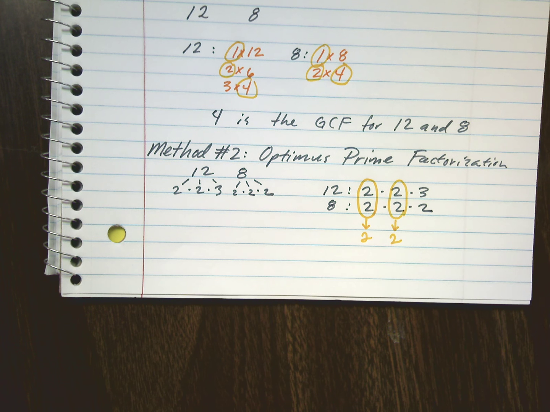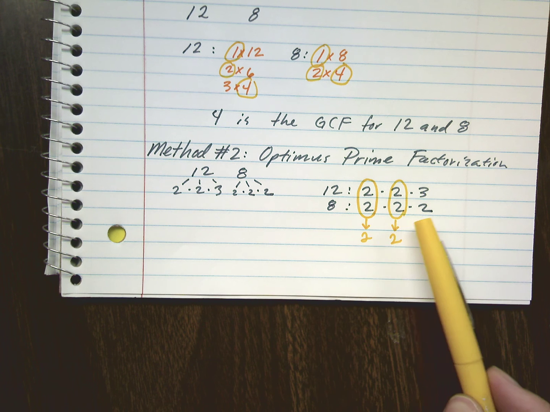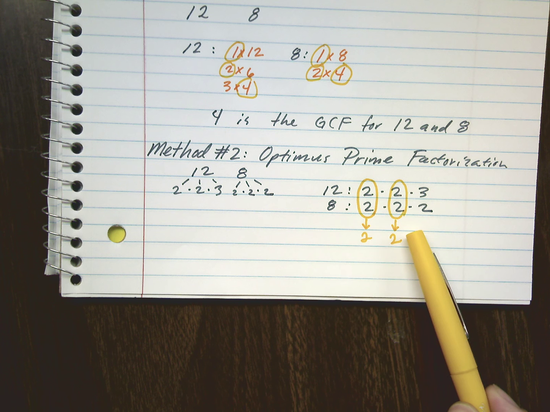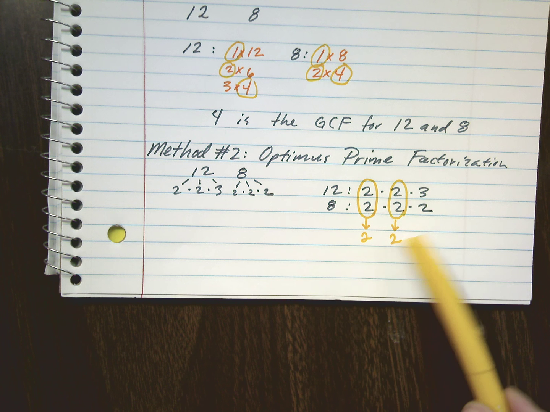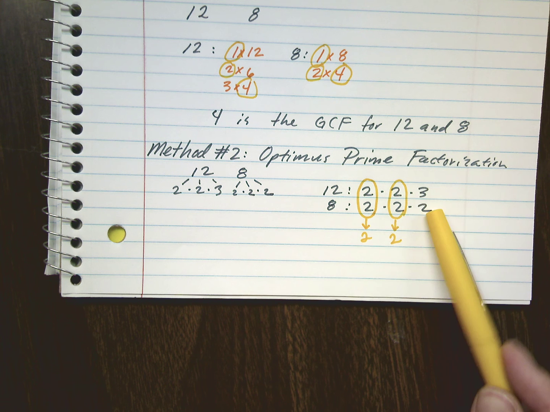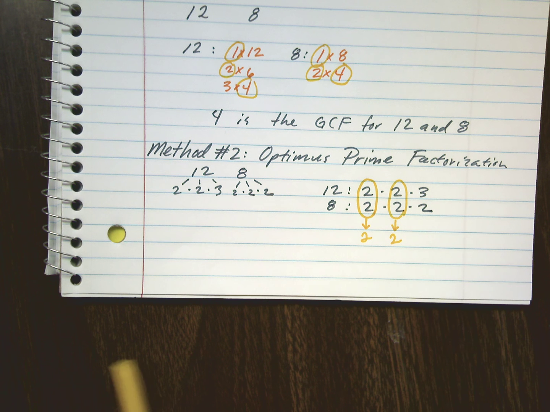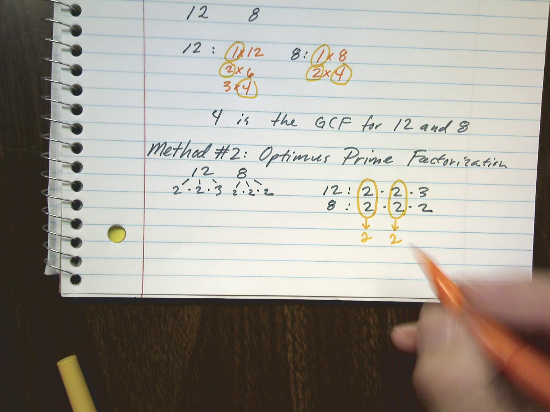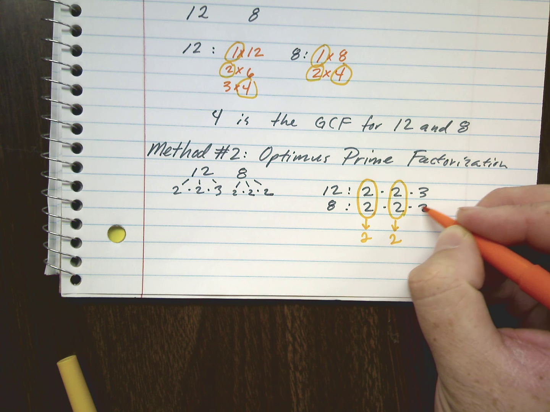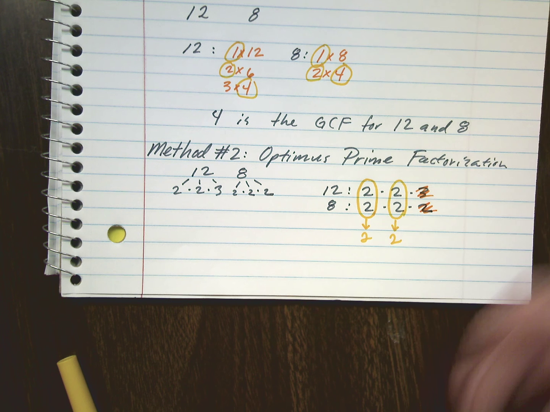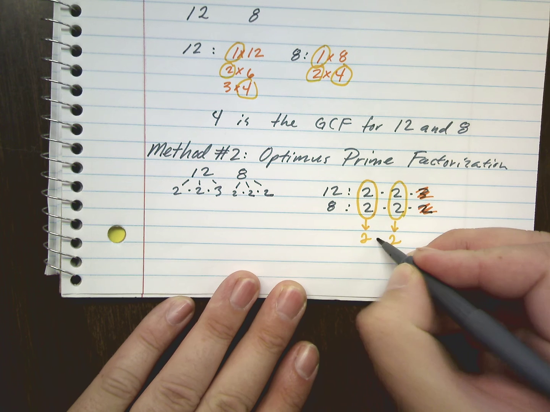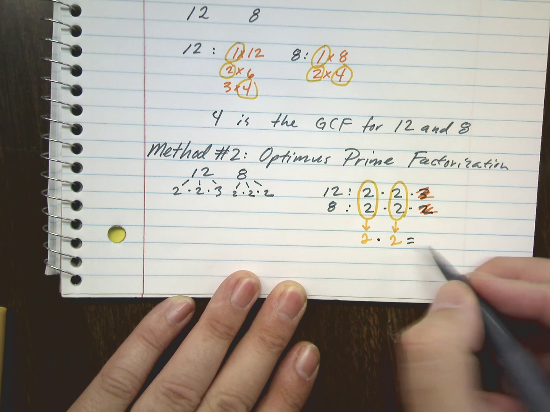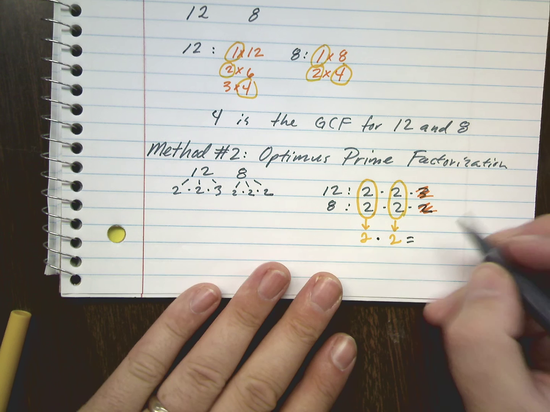Now, the reason why I'm only circling the pairs, and I actually only care about the matching ones, is because I'm trying to find common factors. So is this 2 and this 3 in common with each other? Well, they're not. So I'm going to cross these out, this 2 and this 3, because I don't need them, because they're not in common with each other. And in the end, I have this 2 and this 2, and all I have to do now is multiply them together, and 2 times 2, my answer is 4.